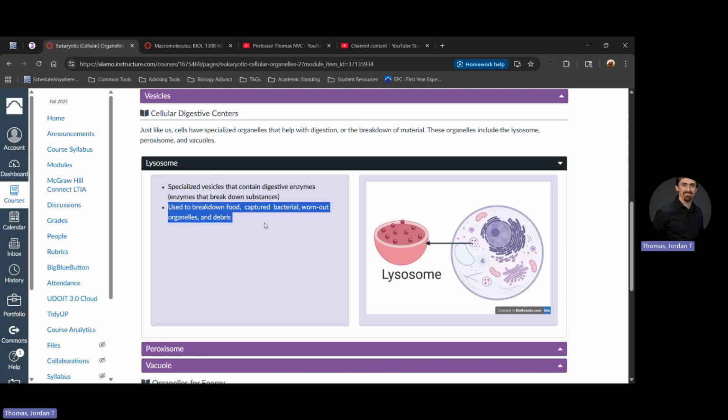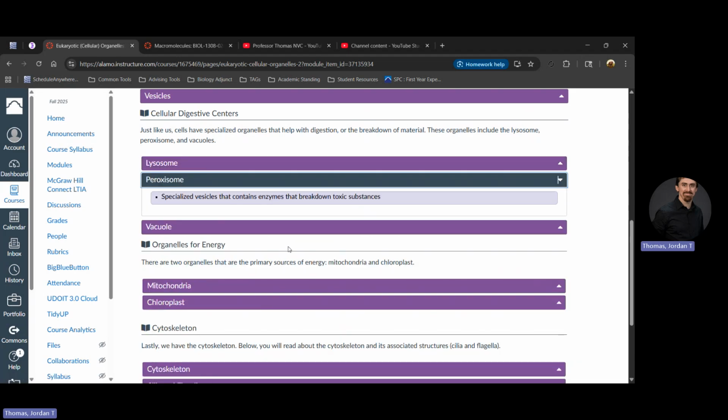So picture the lysosome as our stomachs. The lysosome will get the material, break it down, and then after being broken down, that material can then be used throughout the cell for different functions. The peroxisome is the next. Peroxisomes contain enzymes that break down toxic substances. So these are specific organelles that help remove toxins from the cell.